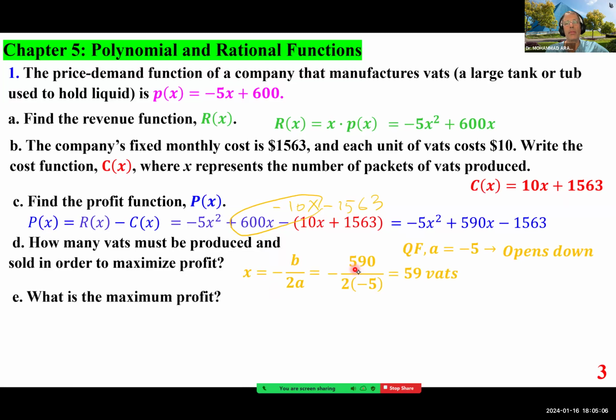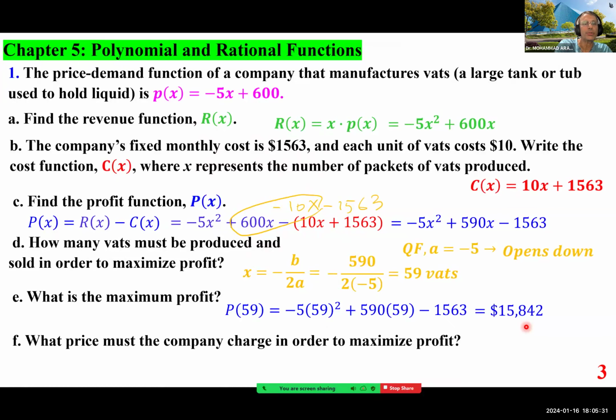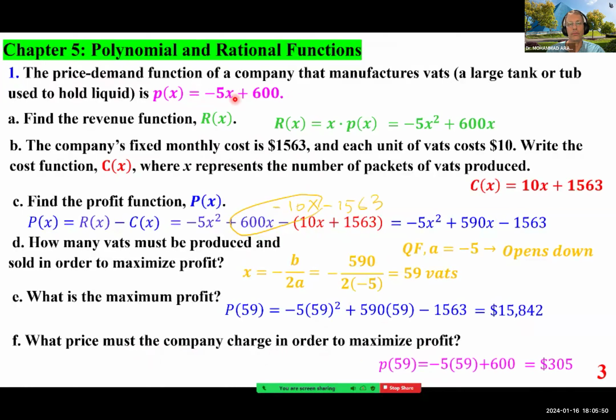What is the maximum profit? So we go back to the profit function that we found, and we replace the x with 59. So we get minus 5 times 59 squared plus 590 times 59 minus 1563. When we put them together, we get $15,842. What price must the company charge in order to maximize profit? We go to the price function, which is minus 5x plus 600. Minus 5 times 59 plus 600 will result in 305.